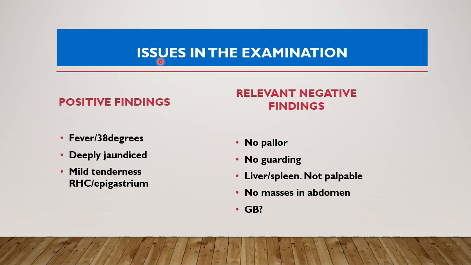Now, in the examination, the issues that we mentioned were fever, deep jaundice, and mild tenderness in the right hypochondrium. The relevant negative findings in this patient: she did not have any pallor, and there was no guarding. This will suggest it is unlikely to be an acute inflammatory condition. The liver, spleen, and especially the gallbladder were not palpable, and there were no other masses, especially in the epigastric region.